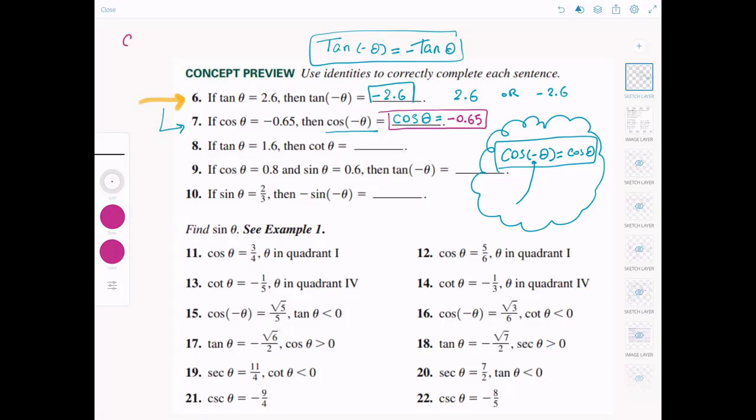If I tell you cosine of theta equals 0.45, what is cosine of negative theta? What is the answer, Karen? Does it stay the same? Very good. Yeah, but this one was messing with us.